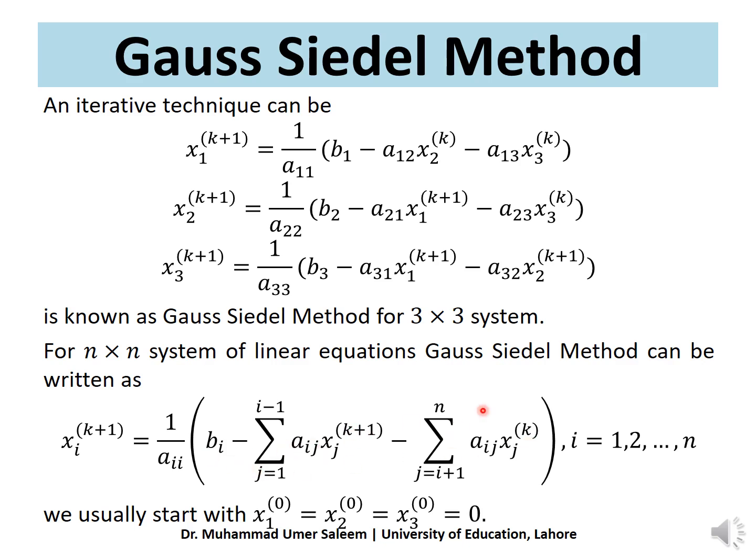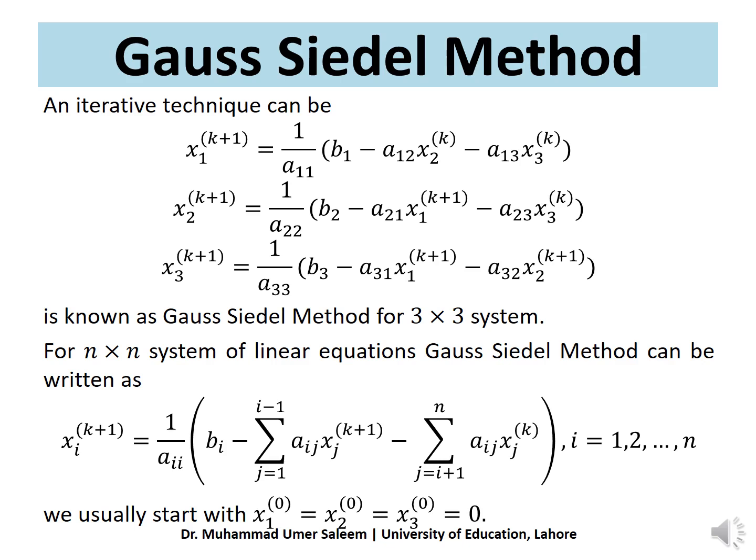So to start with this method, we need an initial guess. We usually start by taking x1, x2, x3 equal to 0, but it's your own choice. You can choose any value you want as an initial guess. The closer your initial guess is to the exact value, the fewer iterations you will need to reach it. If you guess somewhere far away, it will take some more time, but it will still come towards the solution.